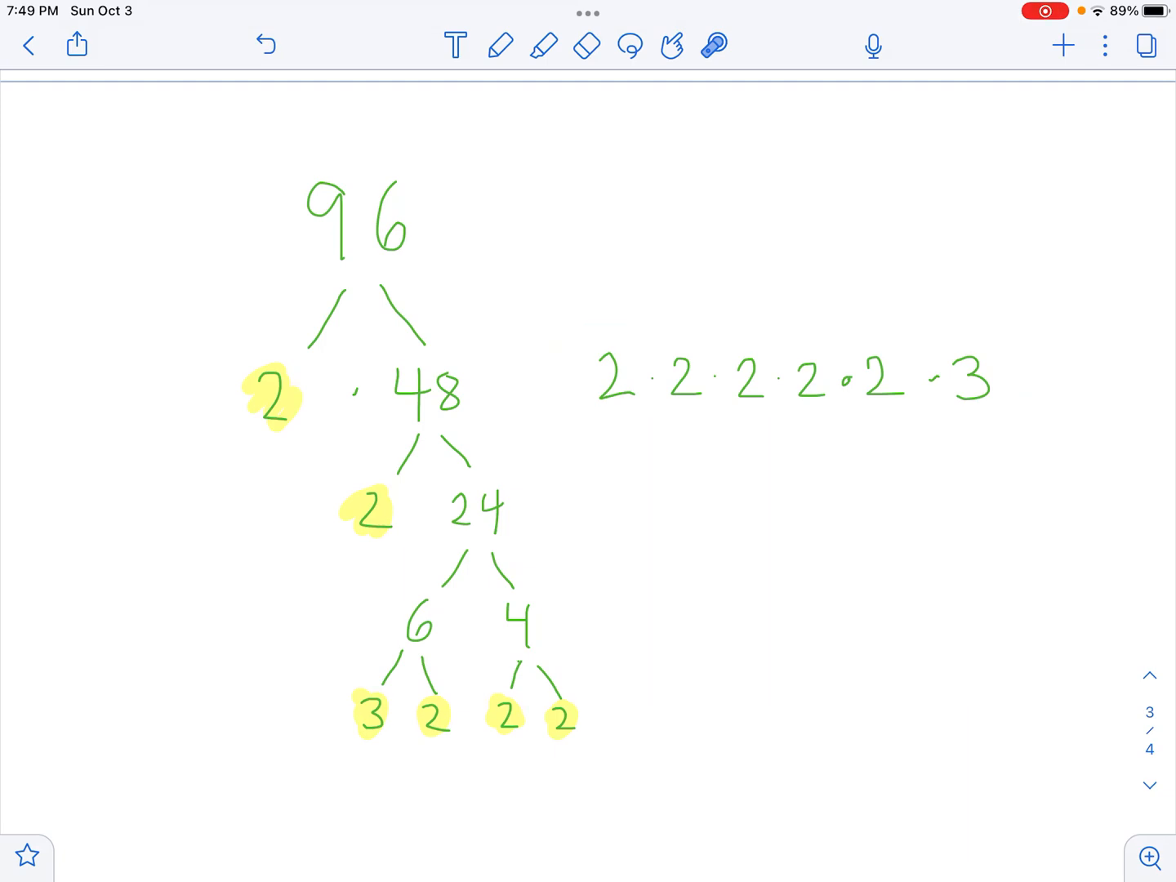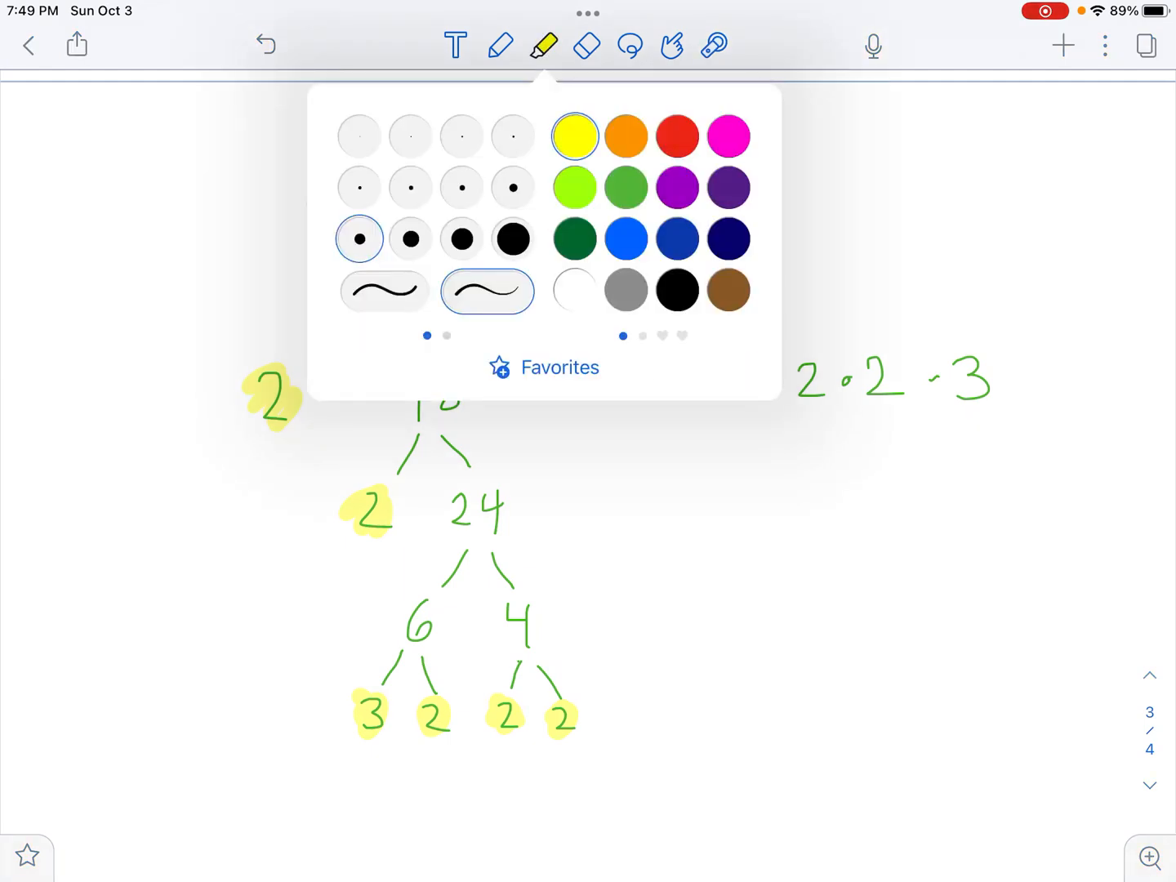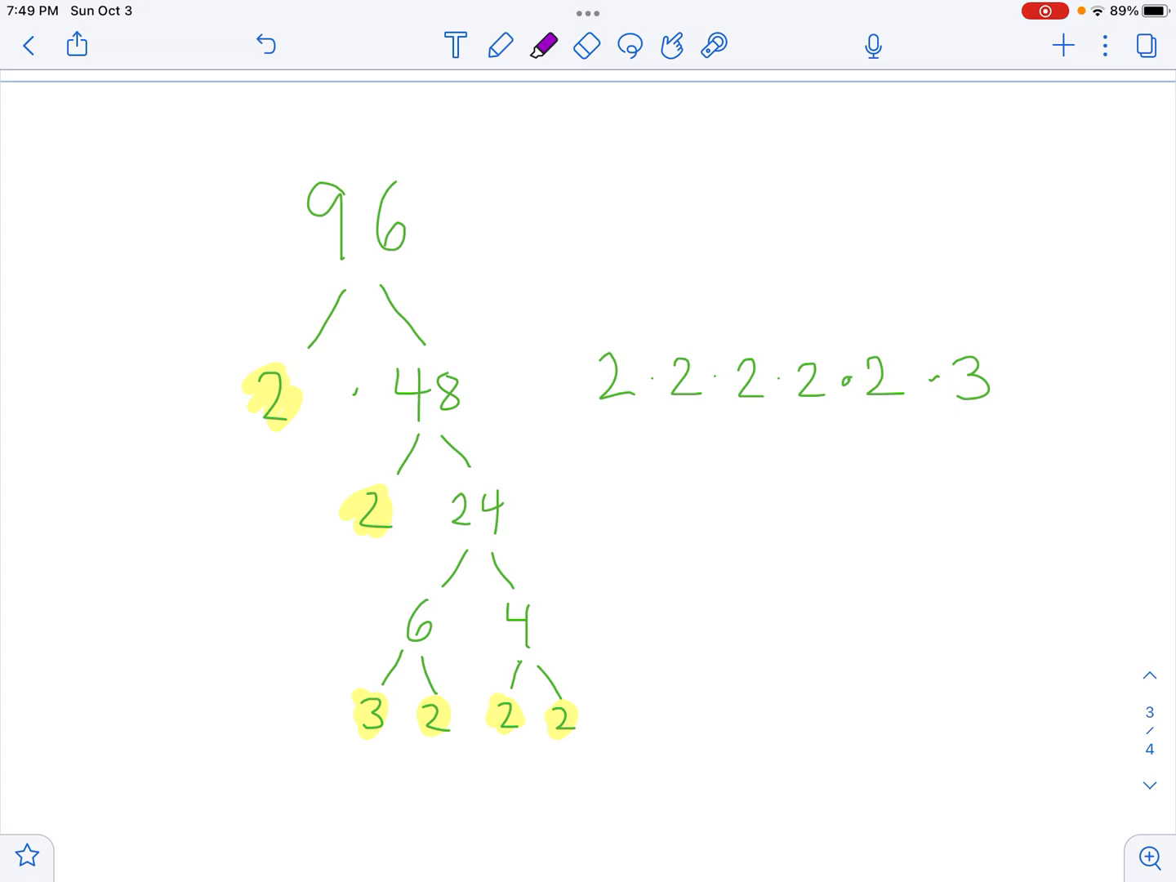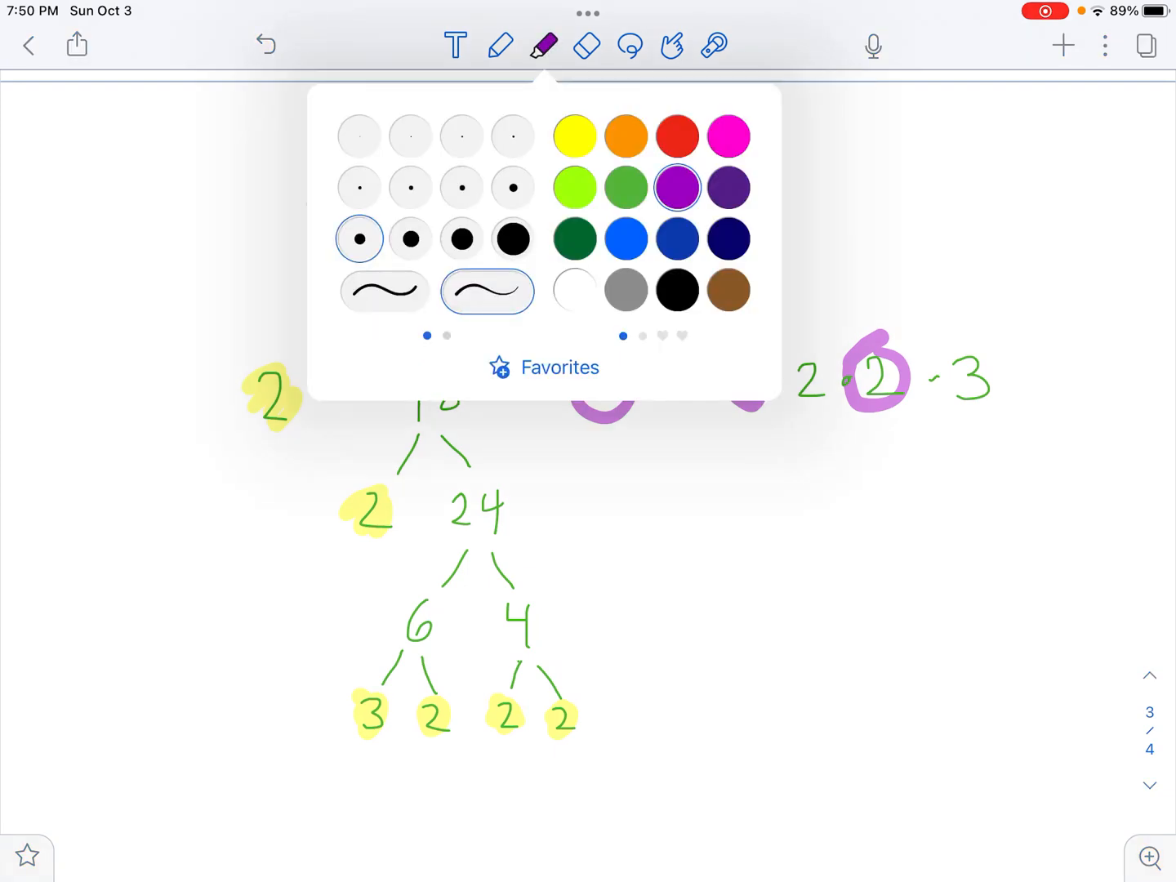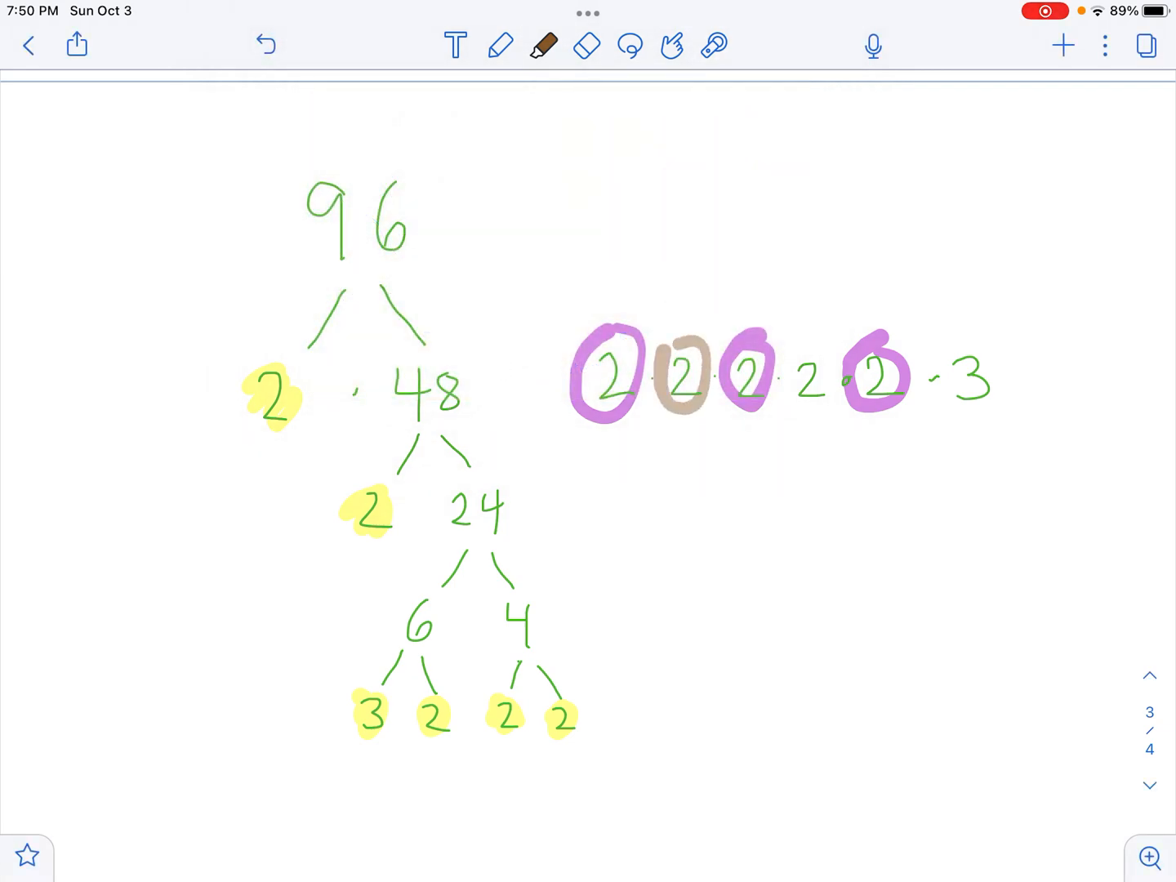And there's cool things I can do with that, which I'm not going to talk about. But let me just show you one of the things I can do. Let me highlight this in purple. If I pick, let's say, this 2 and this 2 and this 2, and I'll call that one of the factors. And then on the other end, I'm left with, I'll do this in brown, this 2, this 2, and this 3. So the purples, 2 times 2 times 2, that's 8. And the browns, 2 times 2 times 3 is 12. That's a factor pair. 8 times 12 is 96.